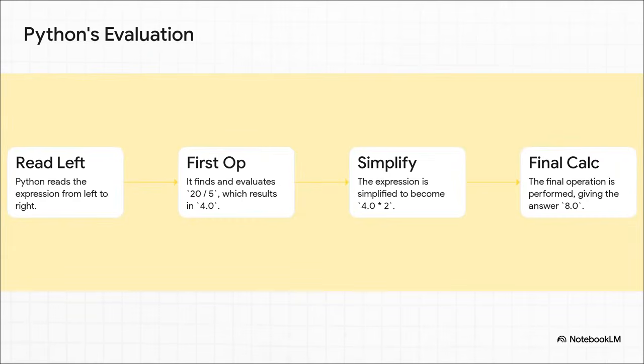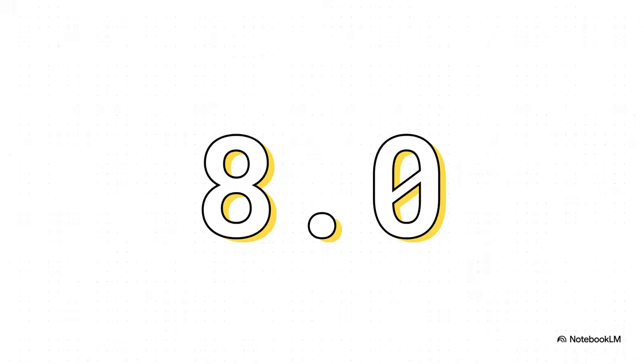Python scans from the left. The very first operation it bumps into is 20 divided by 5. Bam! It calculates that and gets 4.0. Right away, the problem simplifies down to 4.0 times 2. And from there, the last operation gives us the answer. So there it is. The correct answer is 8.0.